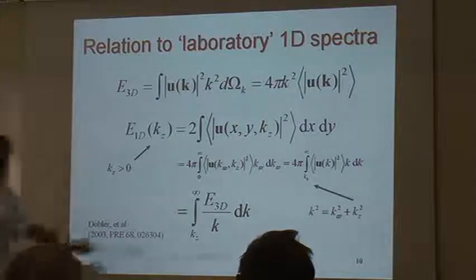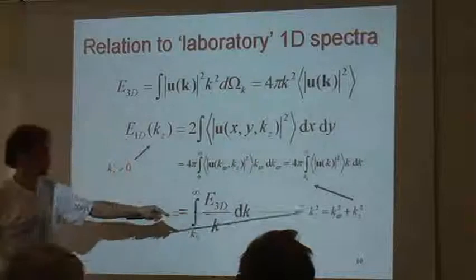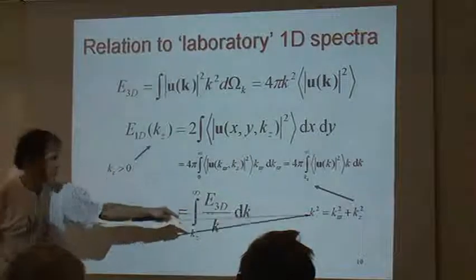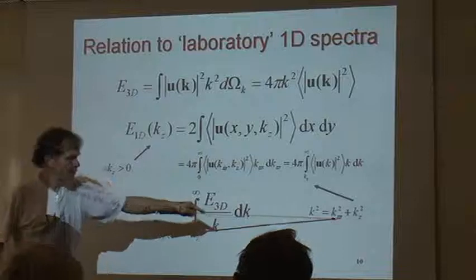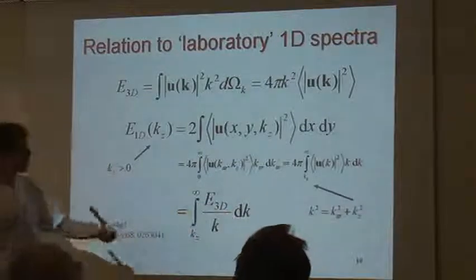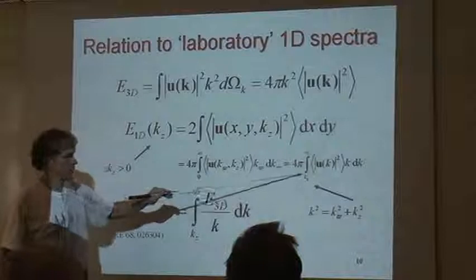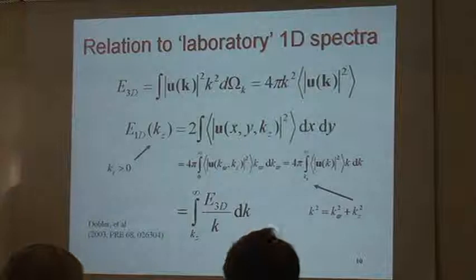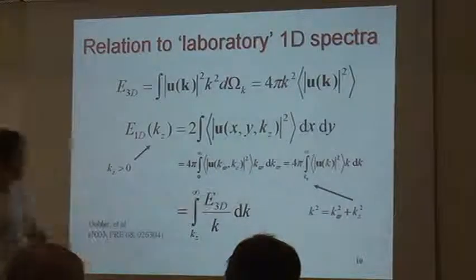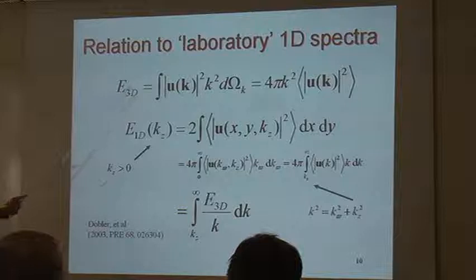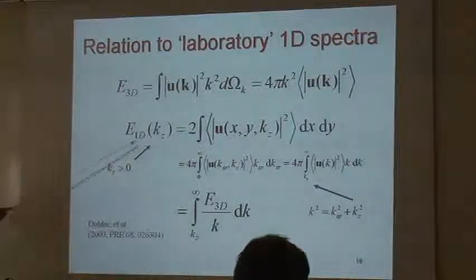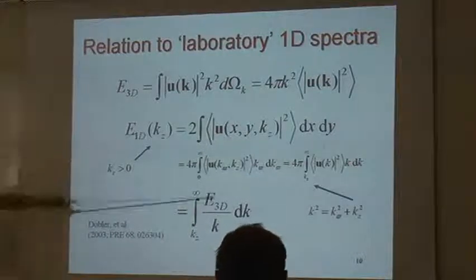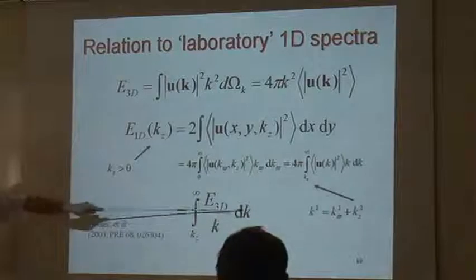Using an integral transformation of variables, where the three-dimensional wave number is given by the cylindrical wave number and the vertical one, can be inserted. That leads to a change of the lower integration variable to k_z. And so our final formula, so this is then of course the same as our previous three-dimensional spectrum. And so the one-dimensional spectrum can then be obtained from the three-dimensional one by dividing by k and integrating over k.